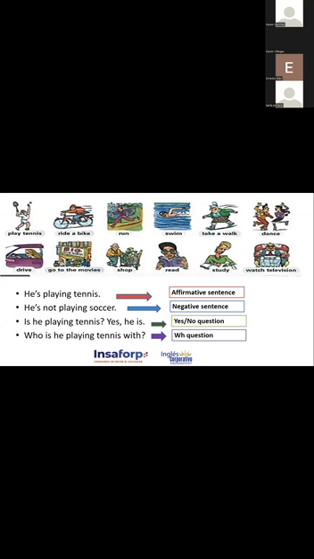Only one volunteer. Me, teacher. Okay. He is Marco. He is shopping at the Walmart. He is not swimming in the pool. Is he shopping at the Walmart? Yes, he is. Who is shopping with he? Who? Who? Yes, who is shopping with him? Is Marta. Okay, nice. You use the word shop. Somebody else?